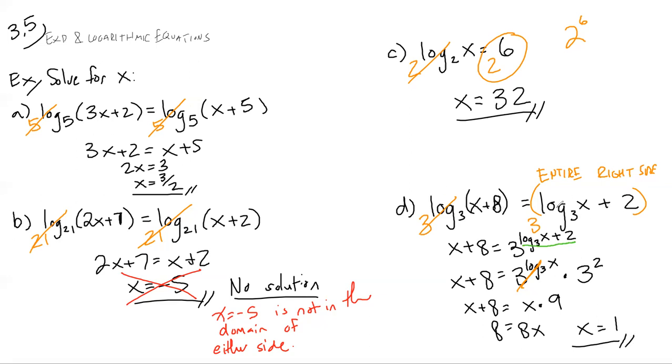And double check, make sure it makes sense. You can actually check the answer there. Log base 3 of 9 is 2. On the right, we have log base 3 of 1 is 0, plus 2. So left side equals right side, so it does work.